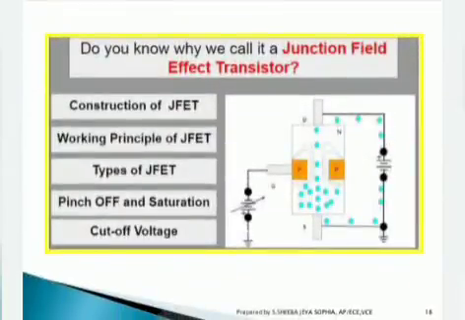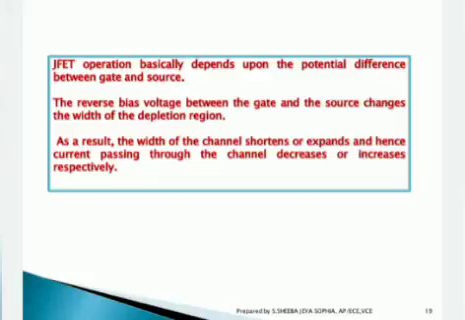So why is it said to be a junctional field effect transistor? The JFET operation basically depends upon the potential difference between the gate and source. As you can see in the diagram, it creates a junction and a potential field is created between the gate and source. Based on that potential difference only, the FET operates and produces the output. The reverse bias voltage between the gate and source changes the width of the depletion region. As a result, the width of the channel shortens or expands, and hence the current passing through the channel decreases or increases respectively.